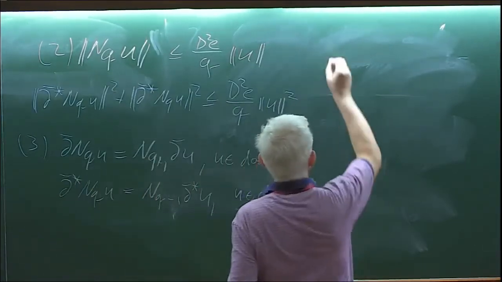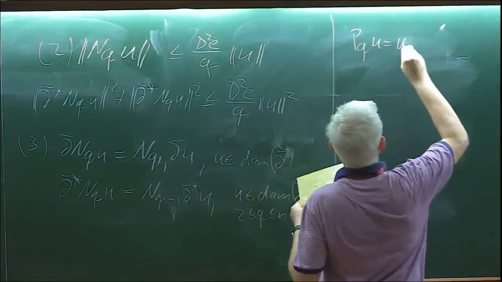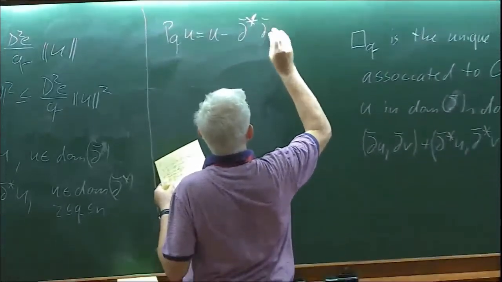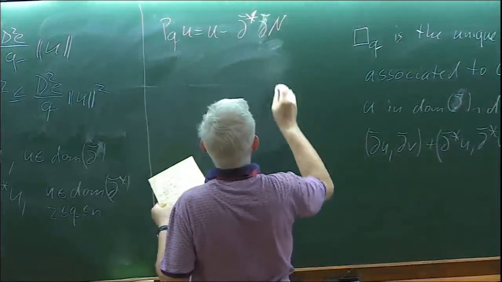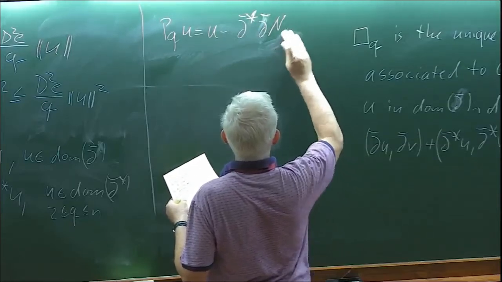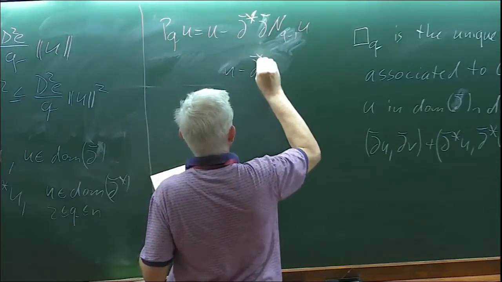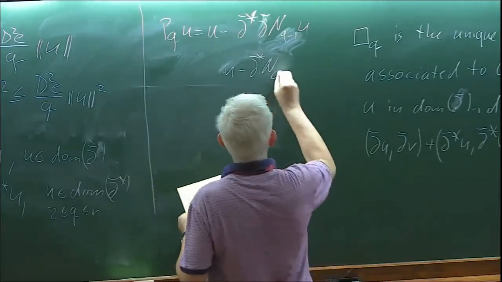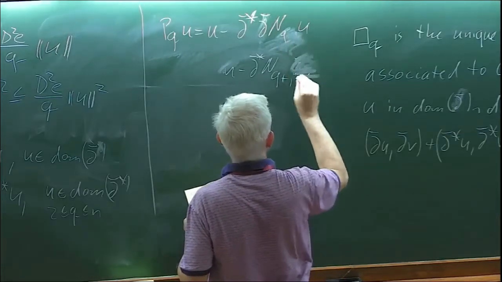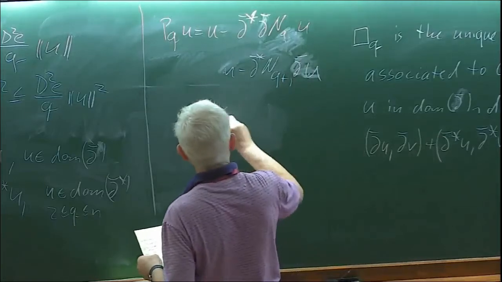And finally, there's a formula for the Bergman projection. P Q u is u minus d bar star d bar N Q plus 1 d bar u. Well, it's really d bar star, d bar, N Q minus 1, u, but I can also write it as u minus d bar star N Q plus 1 d bar u. This wants to be a Q. And in this form, it's usually called Kohn's formula.